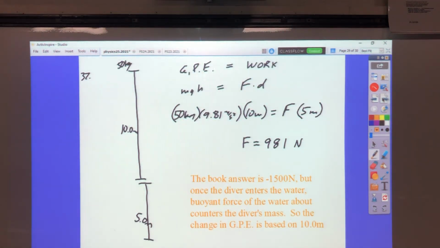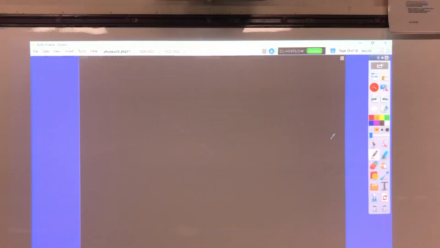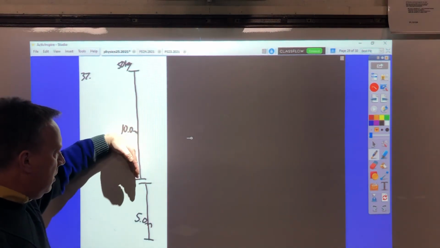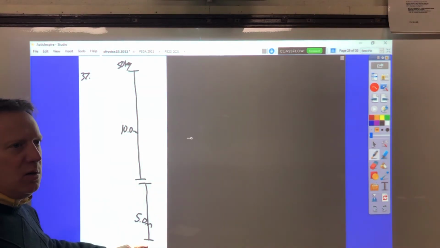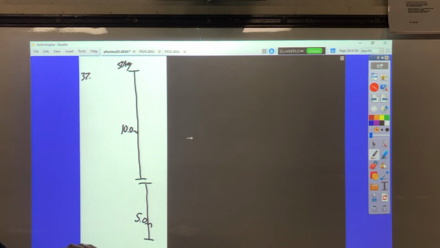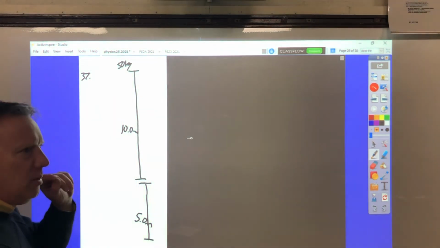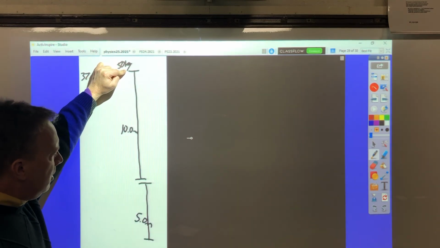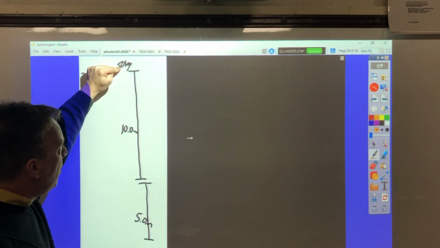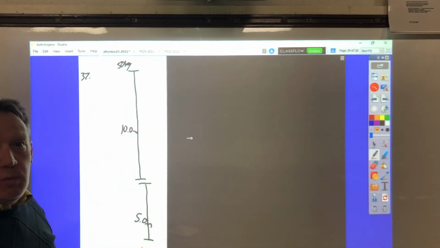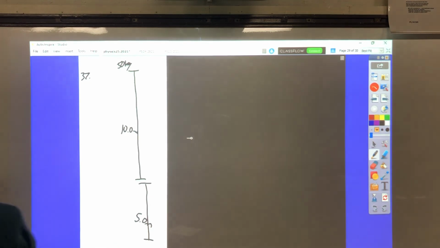Here's the one I like. You've got a diver, and the diver jumps into the water and slows down over 5 meters in the water. We want to know what this force is. Well, the book did this one wrong because there was something obvious but not obvious that they forgot. They are calculating the gravitational potential energy from all the way up here, 10 meters above the water, to all the way down here, 5 meters below. But they forgot one basic thing.